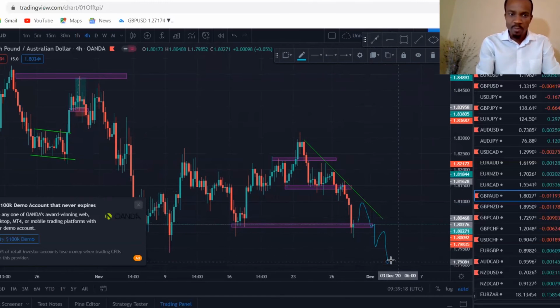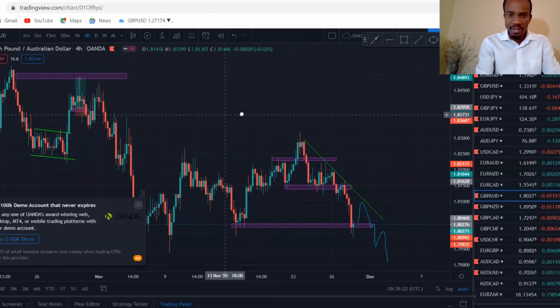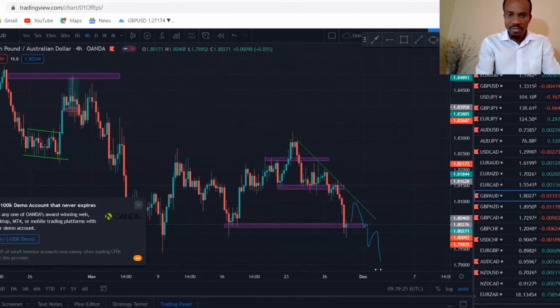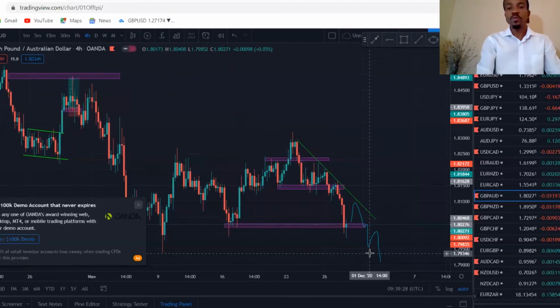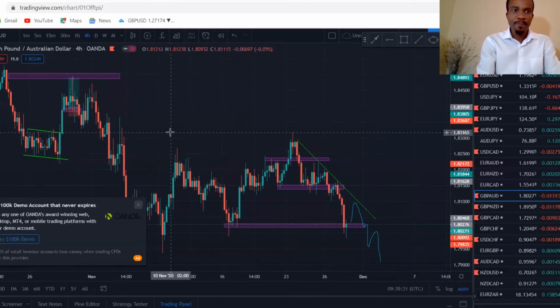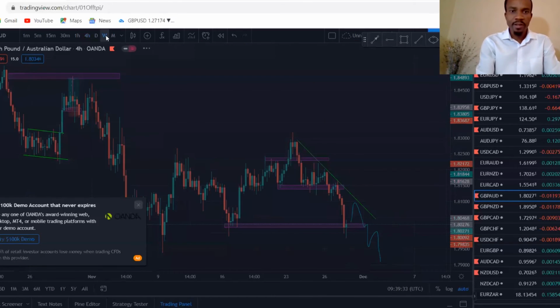So we'll just be waiting to take our nice profit on this area, around this level. We'll be taking our profits down there. But let's take a look at a weekly time frame.